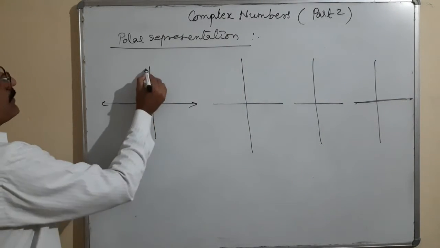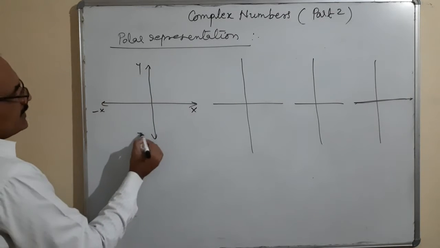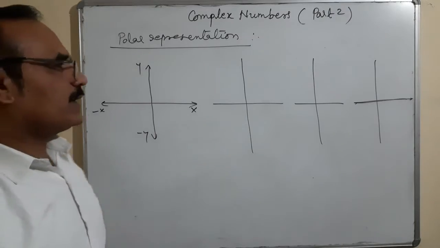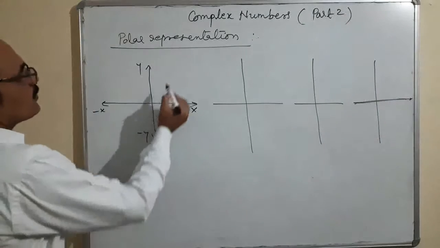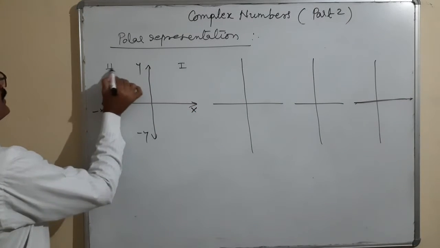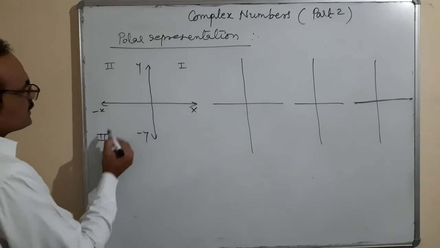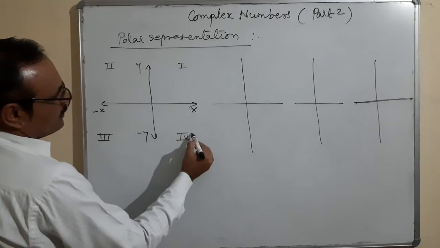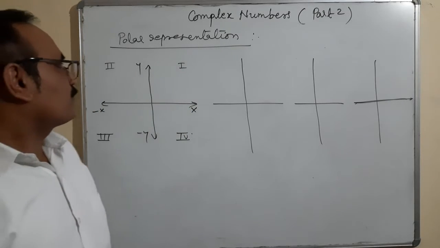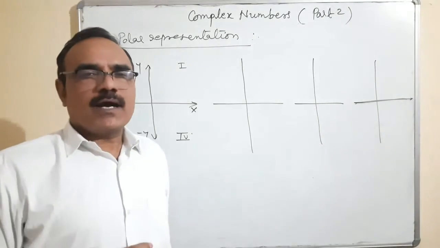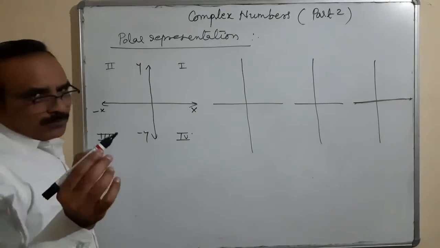As you know, the real axis, imaginary axis, x, minus x, y, minus y. Again, I am taking one complex number in the first quadrant. There are 4 quadrants, which are measured in the anti-clockwise direction: 1, 2, 3, and 4. Same as here, 1, 2, 3, and 4. I discuss from the first plane. I am taking one complex number z is equal to a plus ib.